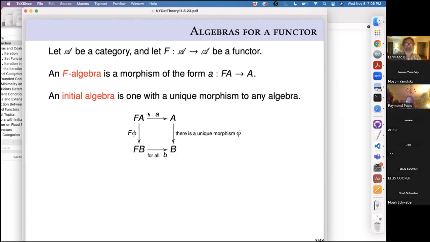So that's an algebra, and an initial algebra is an initial object in the category of algebras. Of course the morphisms of algebras constitute a category, and thus we can talk about an initial object. An initial algebra is an algebra like on the top side of the square, such that for every algebra B, like on the bottom, there's a unique algebra morphism, which I called phi here, making the square commute.